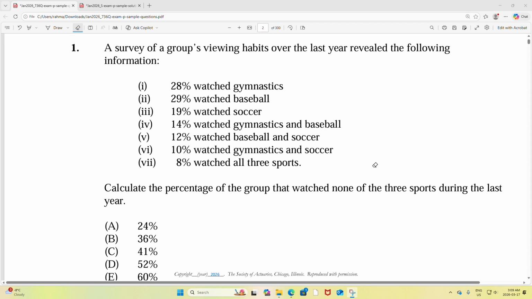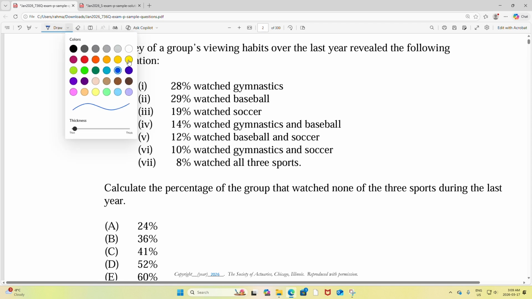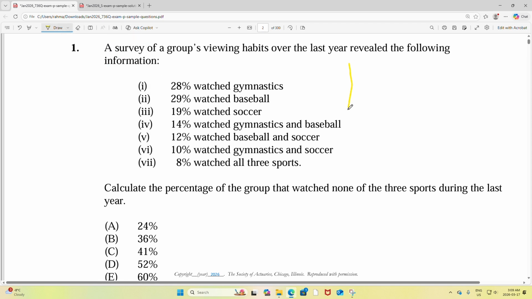Okay, so anytime you get a question like this, for me, the best way to solve it is to use a Venn diagram. There are other ways that you can solve problems. There are usually several different ways you can approach a problem. But for questions like this, I always go with Venn diagrams.